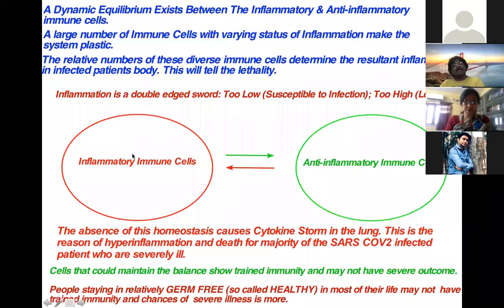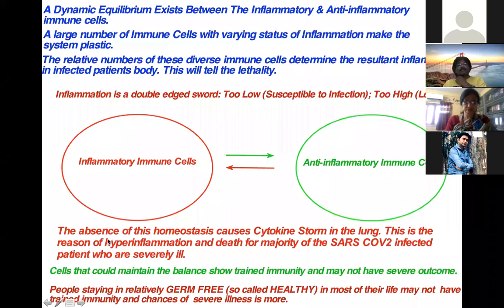Here you are looking at the dynamic equilibrium of the inflammatory immune cells and the anti-inflammatory immune cells. Inflammation, you have to understand, is a very complex system. It is a double-edged sword. If it is too low, you will be susceptible to infection. If it is too high, then it is also lethal. So nature is making a balance between these inflammatory and anti-inflammatory cells. And the absence of this homeostasis can cause a cytokine storm. If this balance is defective, then those patients can experience a cytokine storm.